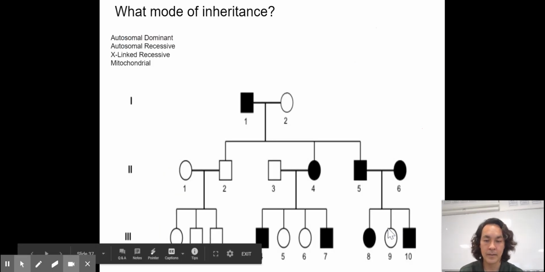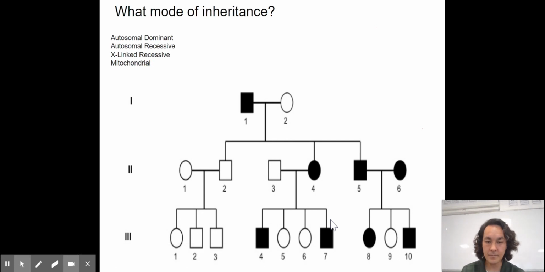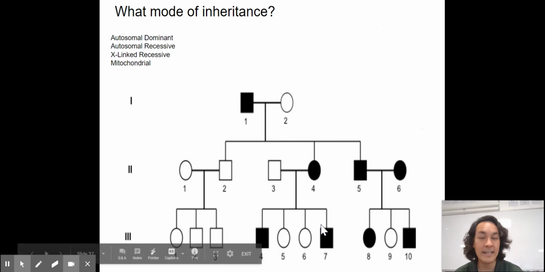Here's, this is a really tough one. And it's a tough one because students think, oh, is it skipping generations? It doesn't. It doesn't skip generations. And this is actually going to be autosomal dominant. And here's how I can tell. Individuals 2-5 and 2-6 have children. If it was recessive, all their kids would have to have the trait. But because one of their children don't, then it's a dominant trait.